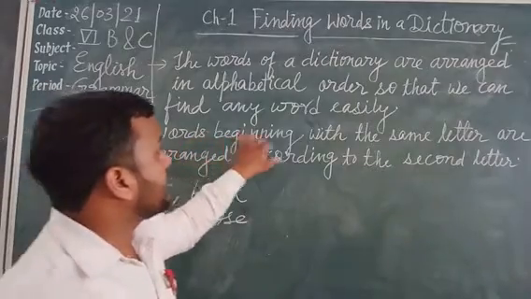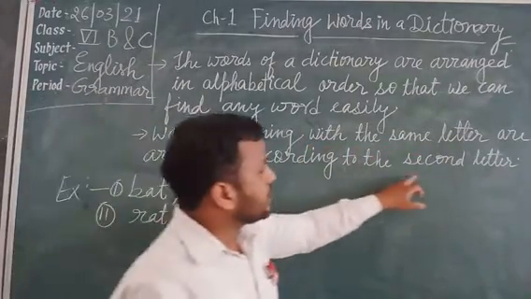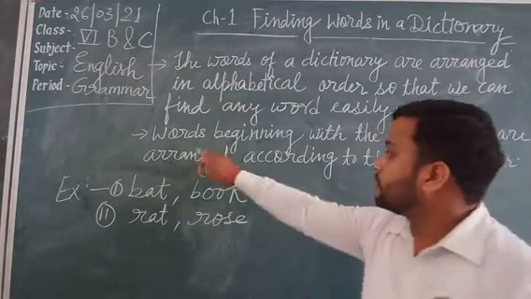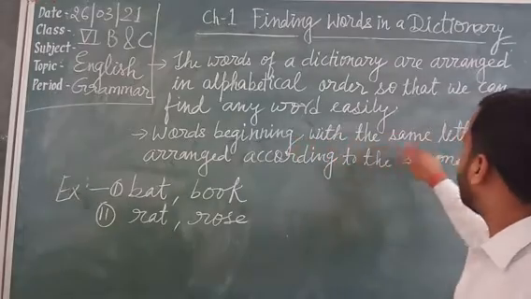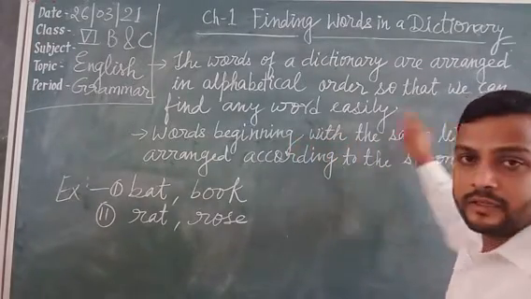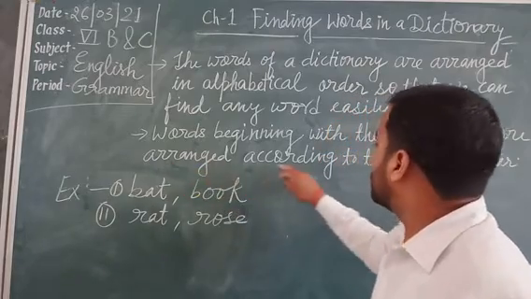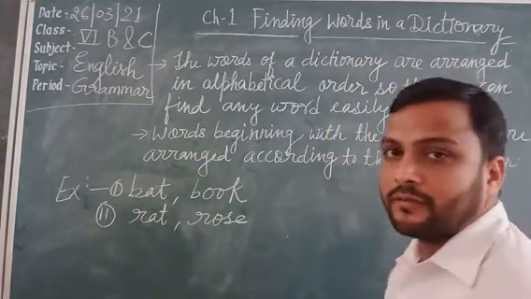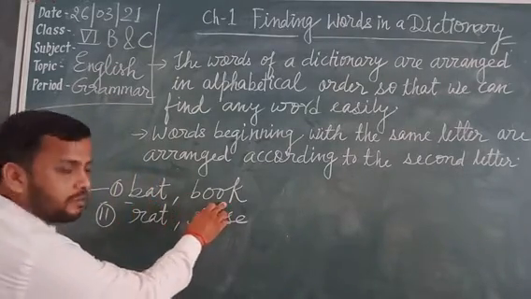Words beginning with the same letter are arranged according to the second letter. If two words begin with the same letter, then the words would be arranged according to the second letter. For example, see here. Two words, bat and book.